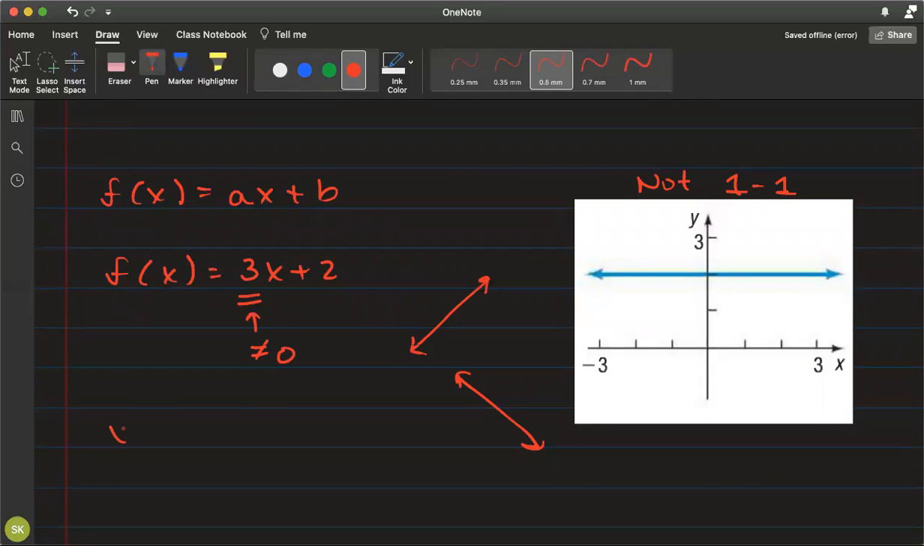You might also wonder if something like x equals 3 would be a one-to-one function. And the answer is no. Although x equals 3 is a vertical line, this is not a function, because it wouldn't pass the vertical line test. Because this is not a function, it can't be a one-to-one function.